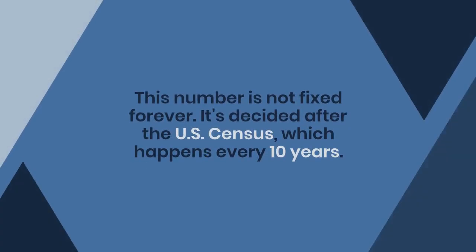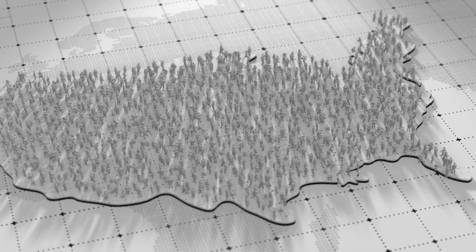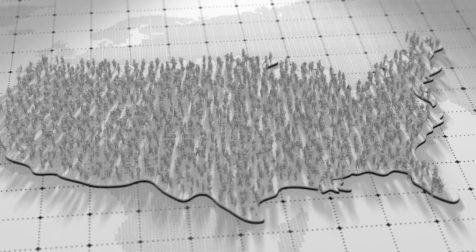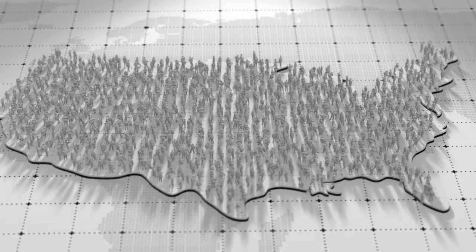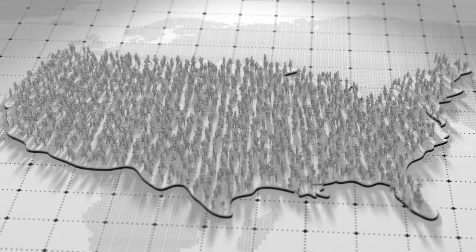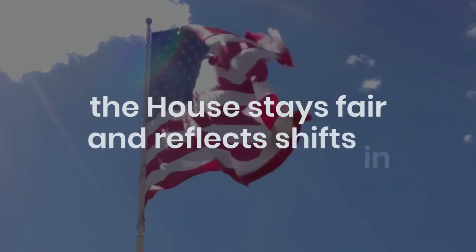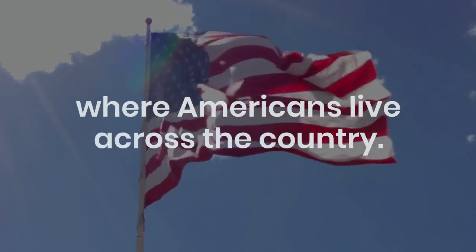This number is not fixed forever, it's decided after the U.S. Census, which happens every 10 years. The census counts everyone living in the country, and those updated population figures are then used to reallocate or apportion the 435 House seats among the states for the next decade. This process ensures that representation in the House stays fair and reflects shifts in where Americans live across the country.